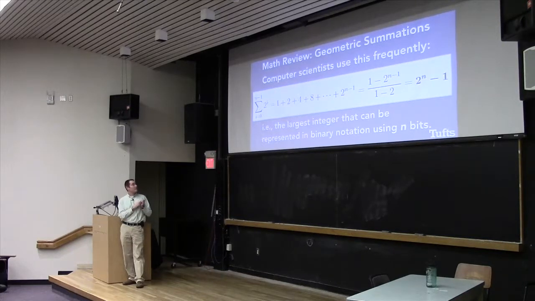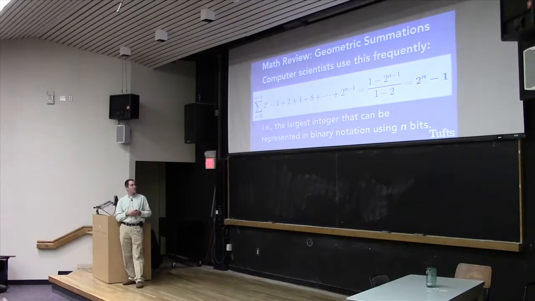If you do this sum all out, you end up with 1 minus 2 to the n over the quantity 1 minus 2, which is negative 1. This ends up being 1 minus 2 to the n, negated, which is just 2 to the n minus 1. It just kind of flips the top, and that's what it is.